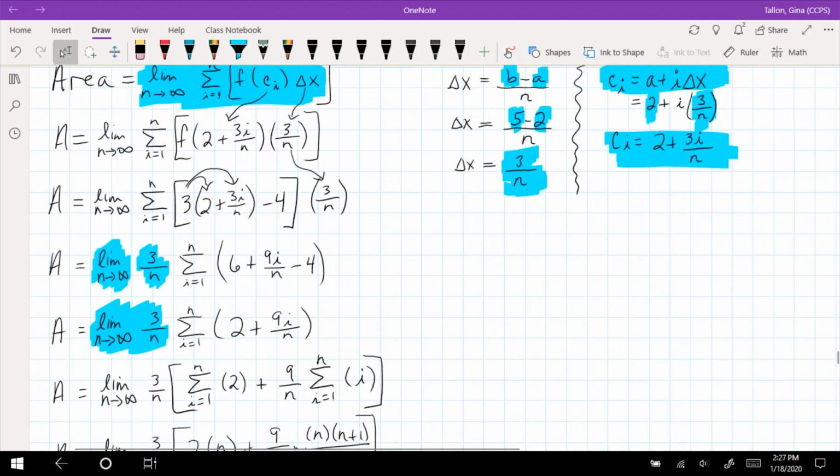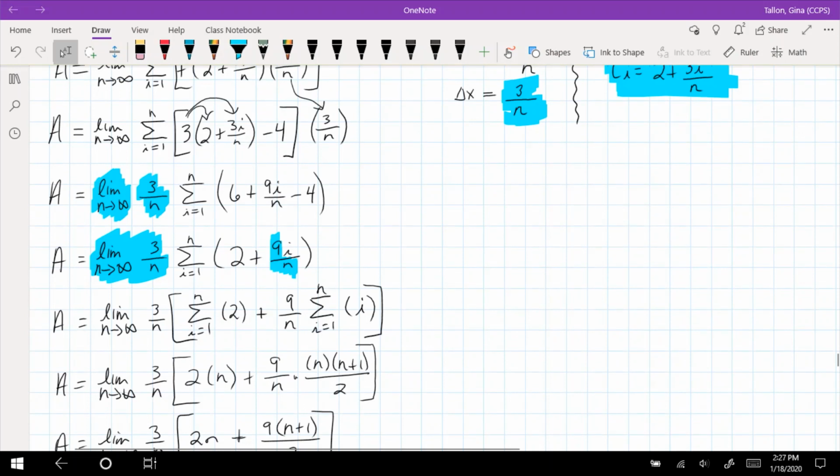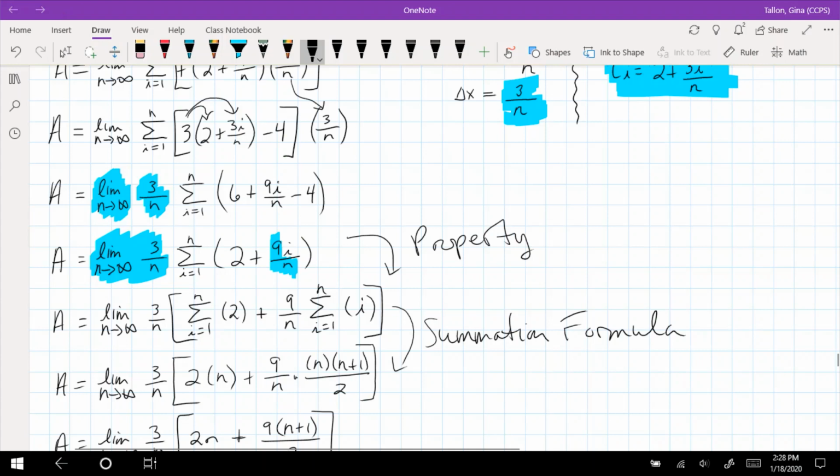I'm going to break up my summations using one of my properties here. So this gives me the summation as i goes from 1 to n of 2 plus, and this 9 over n, you see this? 9 over n comes out as a constant. The summation as i goes from 1 to n of i. And now I'm going to use my formula. This is a summation formula that allows me to get rid of the summation symbol. This was a summation property, okay? And the formula allows you to get rid of the summation.